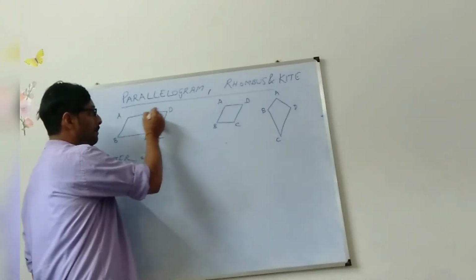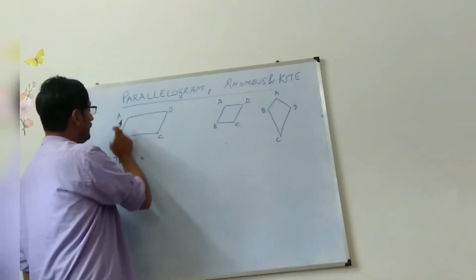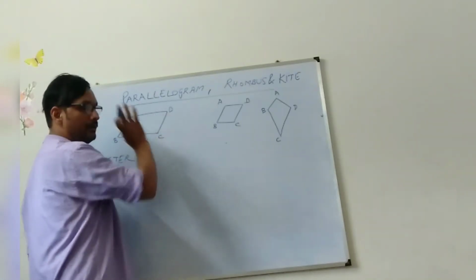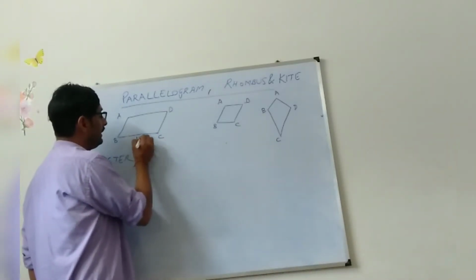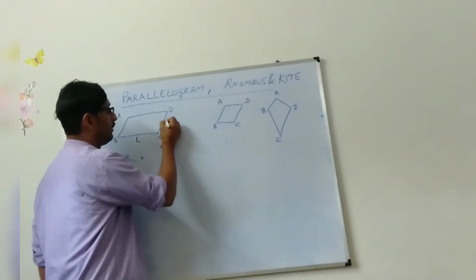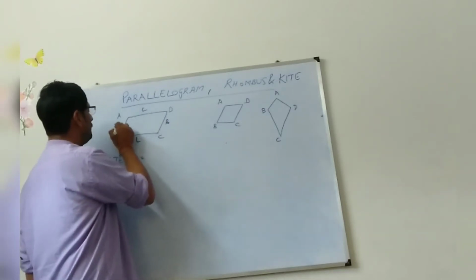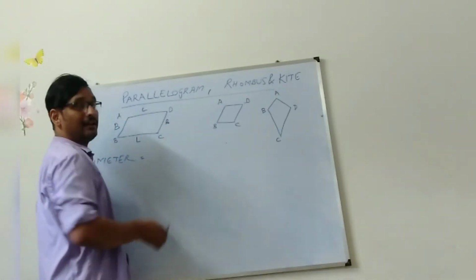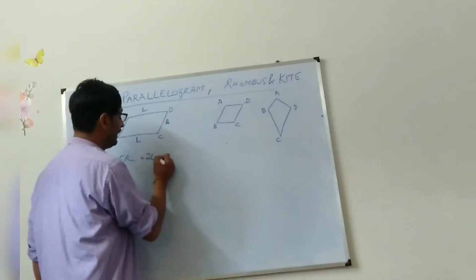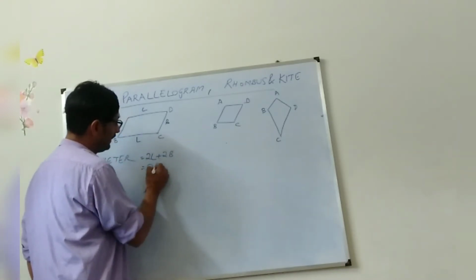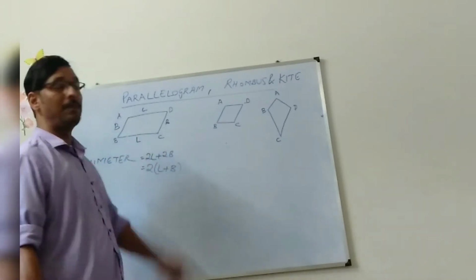So what are the different sides? How many sides are there? There are 4 sides. This side, this one and this one. Name them: this is the longer one, I have given the name L. This is the shorter one, I have given it B. If this is L, this one will also be L. If this is B, this one will also be B. How many L's are there? 2. And how many B's? 2. So it will be 2L plus 2B. What is common between them? 2. So 2 within brackets, L plus B. This is the perimeter of a parallelogram.